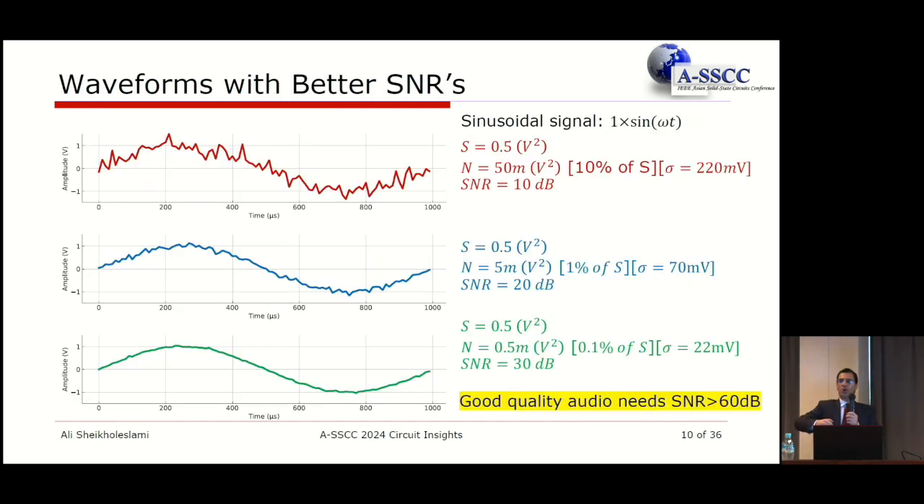Let me now go and improve this signal to noise ratio. In the blue, I'm showing a signal to noise ratio which is 20 dB. Now it's a factor of 100. So signal power is 100 times bigger than noise. And you can already see that the signal is improved quite a bit.